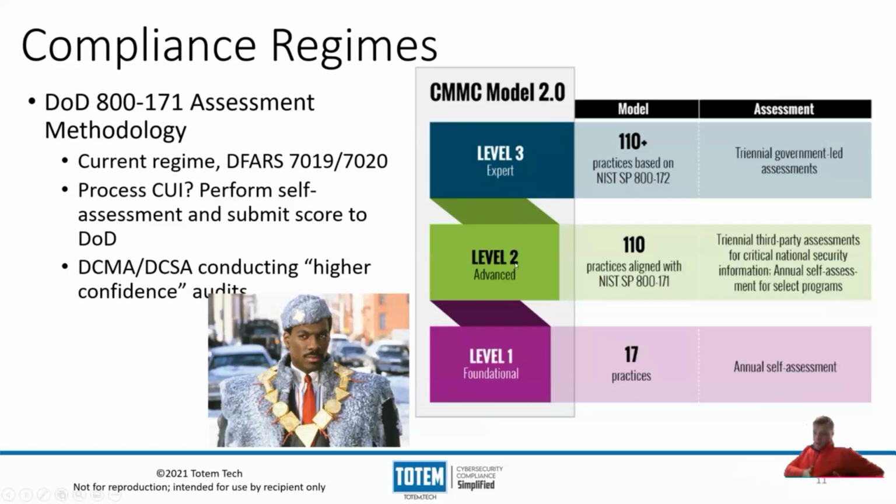And this level 2 is now the old level 3. And so this is going to be those 110 practices that are in NIST 800-171. They have taken out those additional 20 controls. They were very repetitive, just a lot of paperwork. And so they took a lot of that out to simplify the process for small businesses.